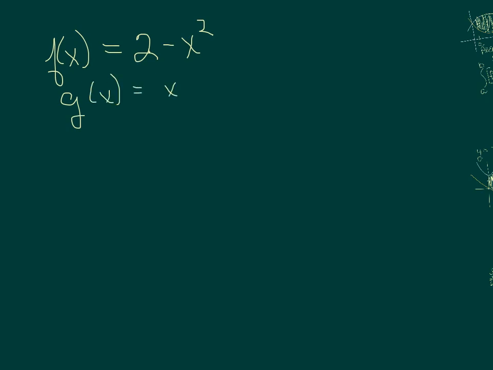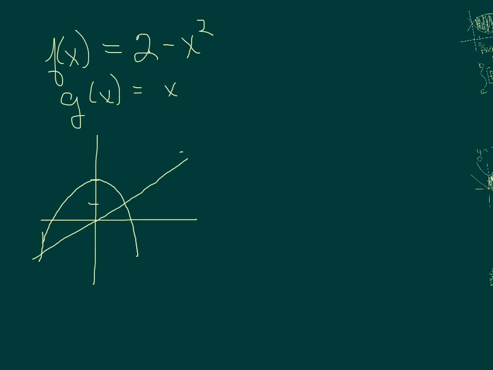Again, this one's pretty easy to graph. 2 minus x squared just means that's the parabola flipped upside down, so it's going to look something like this. And y equals x is going to look something like this. And so the area that we're looking for is from here to here.